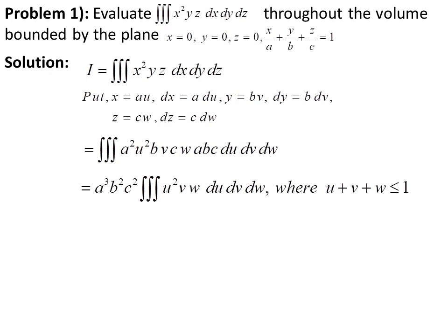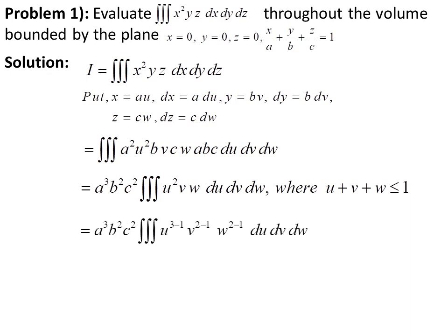Now as this is the tetrahedron, x upon a plus y by b plus z by c is equal to 1 is the front surface of this tetrahedron, and the entire values of the variables lie under that. So this particular front surface is now converted to u plus v plus w less than or equal to 1. So all the values of u, v and w are lying under that. So we can consider u plus v plus w less than or equal to 1.